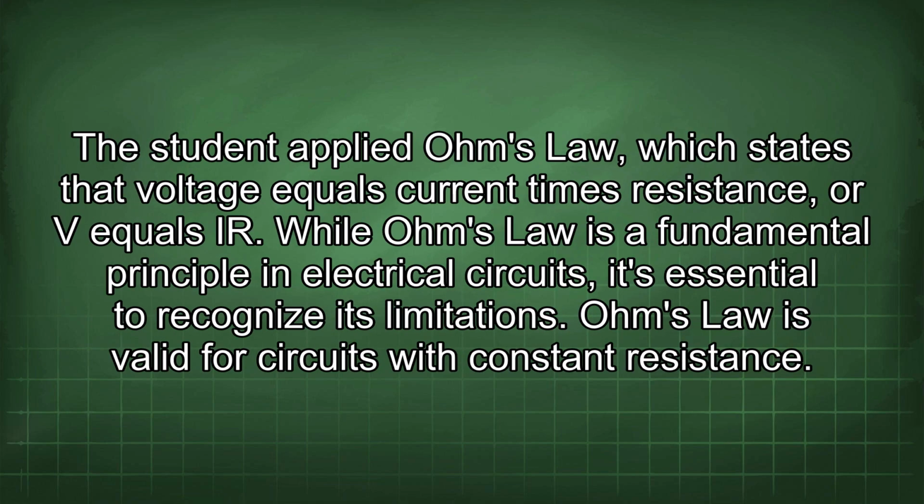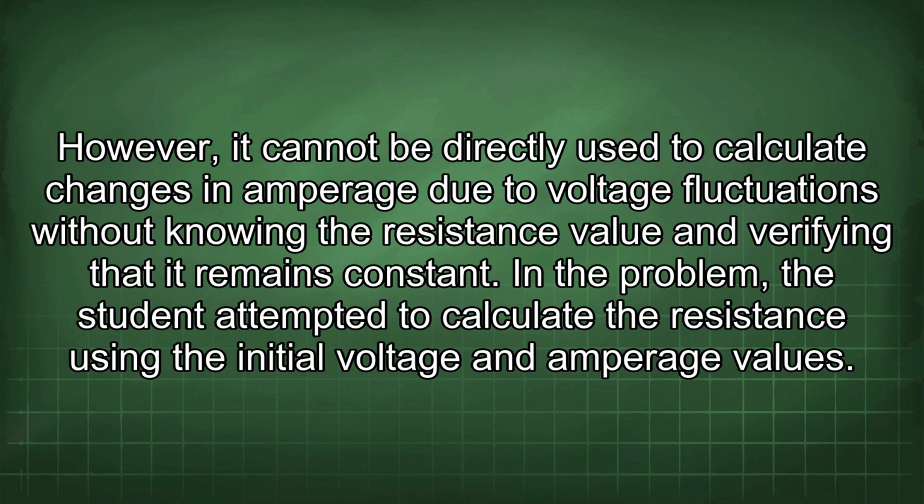The student applied Ohm's law, which states that voltage equals current times resistance, or V equals IR. While Ohm's law is a fundamental principle in electrical circuits, it's essential to recognize its limitations. Ohm's law is valid for circuits with constant resistance. However, it cannot be directly used to calculate changes in amperage due to voltage fluctuations without knowing the resistance value and verifying that it remains constant.